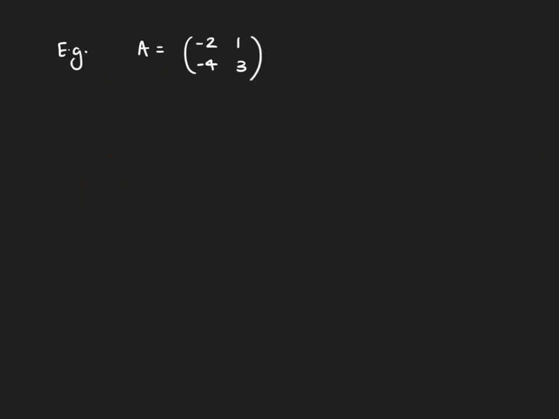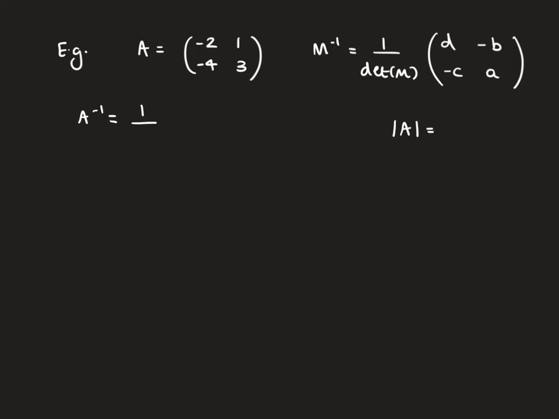Let's look at one further example here. So A is equal to the matrix negative 2, 1, negative 4, 3. Let's remind ourselves of the inverse matrix result over here. So A minus 1, well, we need 1 over the determinant of A. The determinant of A is negative 2 multiplied by 3, minus 4 multiplied by 1, so that becomes a positive 4. So that becomes negative 2.